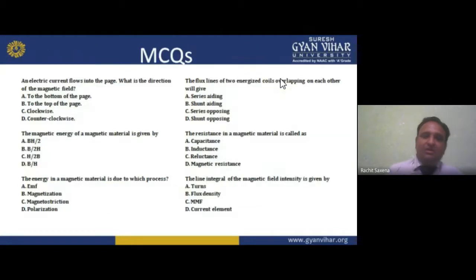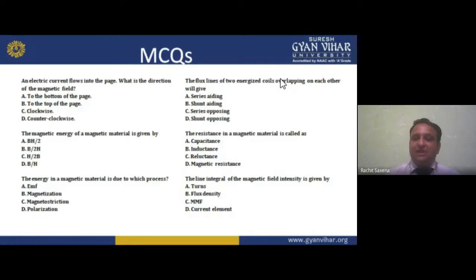Now some related multiple choice questions. An electrical current flows into a page. What is the direction? Flows into the page, not out of the page. Secondly, the energy in a magnetic material is due to which process? How can we generate it? How can we find it? EMF, magnetization, magnetostriction, polarization. The flux lines of two energized coils overlapping on each other will give what? Series aiding, series opposing, shunt opposing.